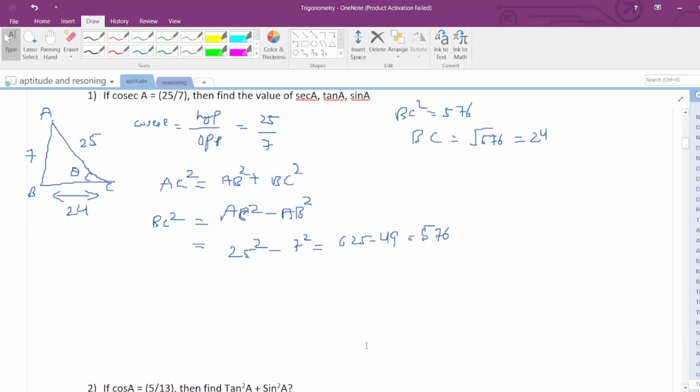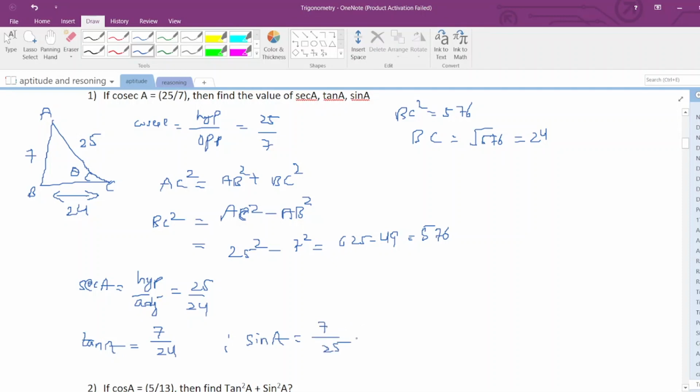So now just find secant A. Secant theta is equal to hypotenuse by adjacent side, so hypotenuse 25 and adjacent side 24. The same way, tan A is equal to opposite by adjacent side, which is equal to 7 by 24. And sin A is equal to opposite side by hypotenuse, 7 by 25. So these are the three values they have asked.